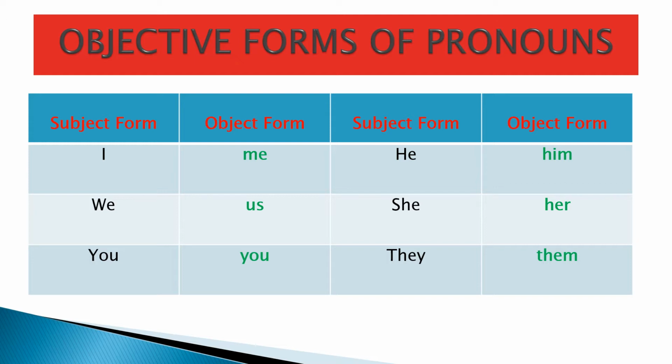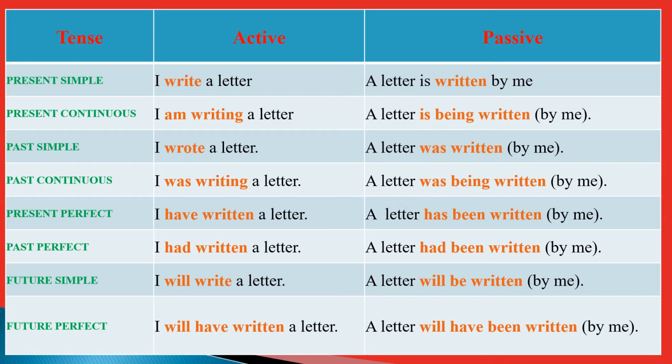This is the table of objective forms of pronouns. When you are changing active to passive, you have to be very careful while changing subject form to object form. Look at this table. This is just an example of how to change active to passive in all different tenses.